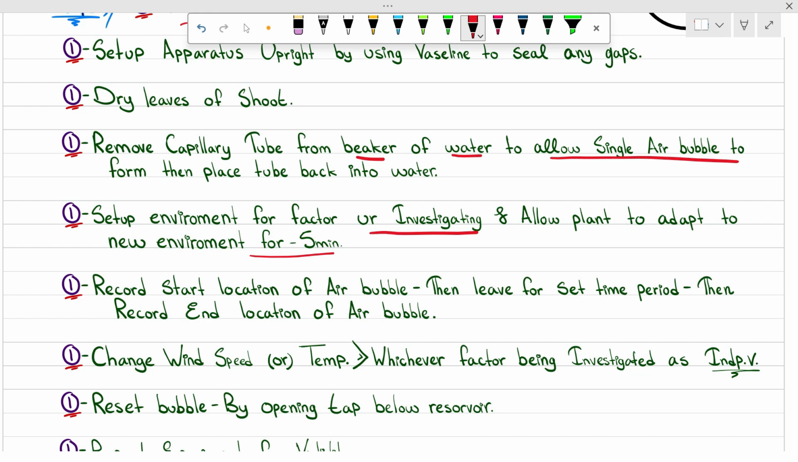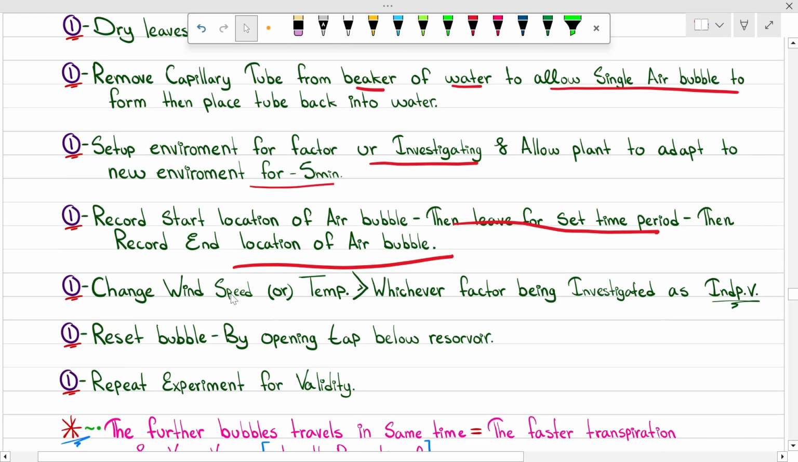Now we start recording the location of the air bubble, and then leave it for a set period of time. So record the location of the air bubble initially, where it was, and leave it for a set period of time. Then record the end location of the air bubble. Change the wind speed or temperature, whichever factor is being investigated, and reset the bubble by opening the tap below the reservoir. So first we record the initial location and final location of the air bubble.